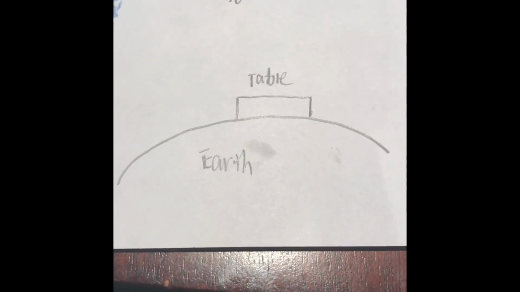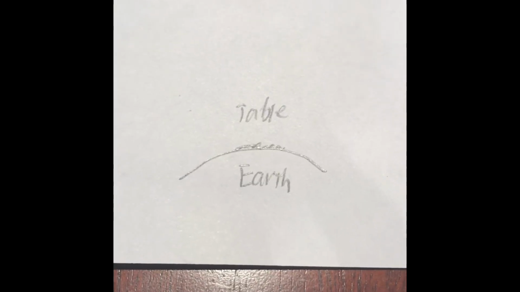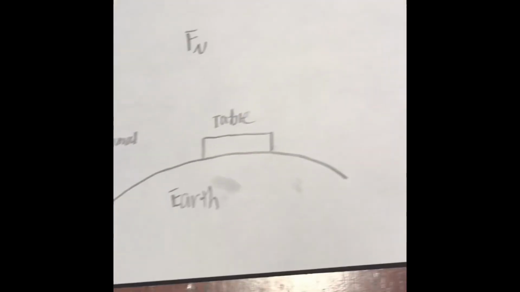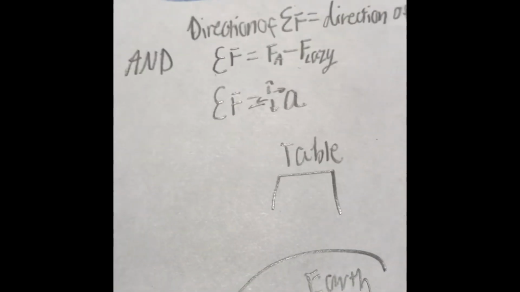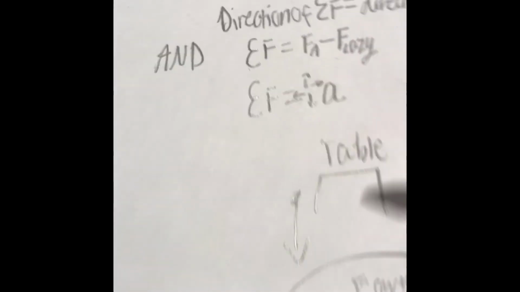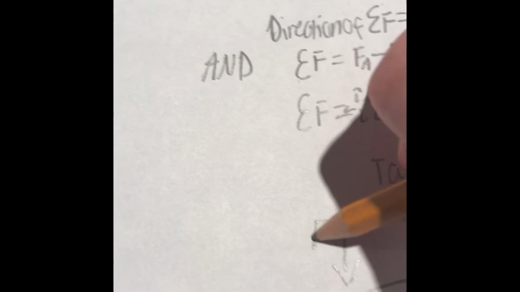Now let's talk about this. Here we have Earth and a table. The Earth wants the table to be like this. The table wants the table to be like this. So they compromise. The table stands its ground. But what happens when there's no ground to stand on? When the table has no ground to stand on, the Earth is completely in control. And that's when the only force on the table is the force of gravity.